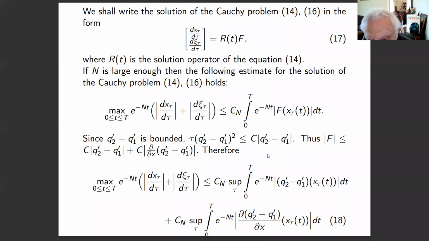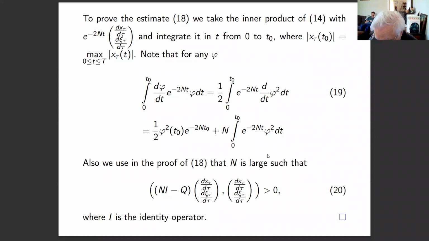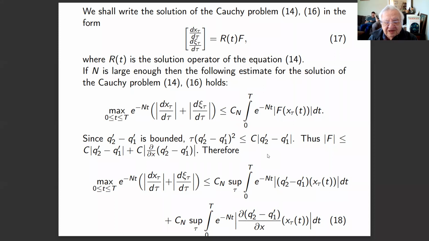So therefore, we have the following estimate: the maximum of e to the minus nt, dx tau dt plus dx tau d tau, is less than or equal to the supremum over 0 to t of e to the minus nt times Q2 prime minus Q1 prime, plus the same for the derivatives dQ prime minus dQ prime, dx tau of t. Formula 18.